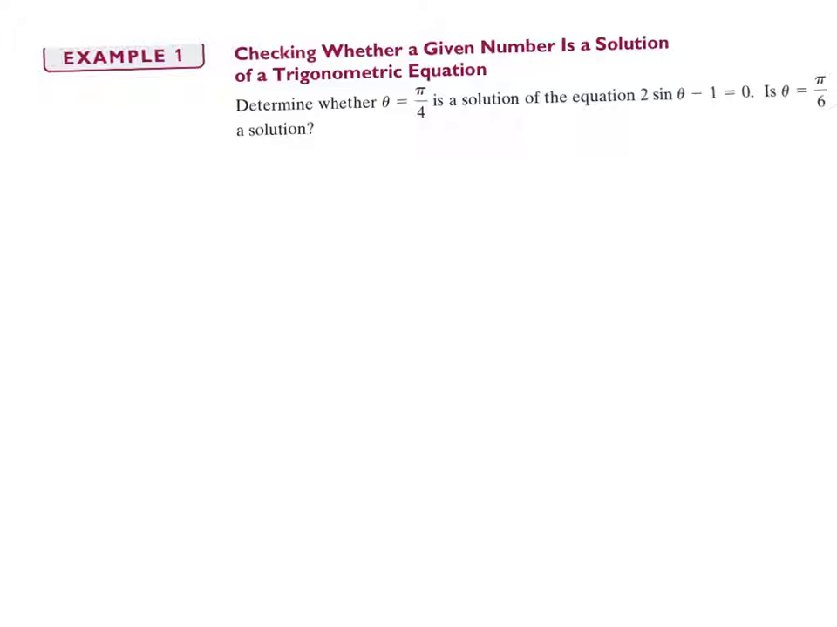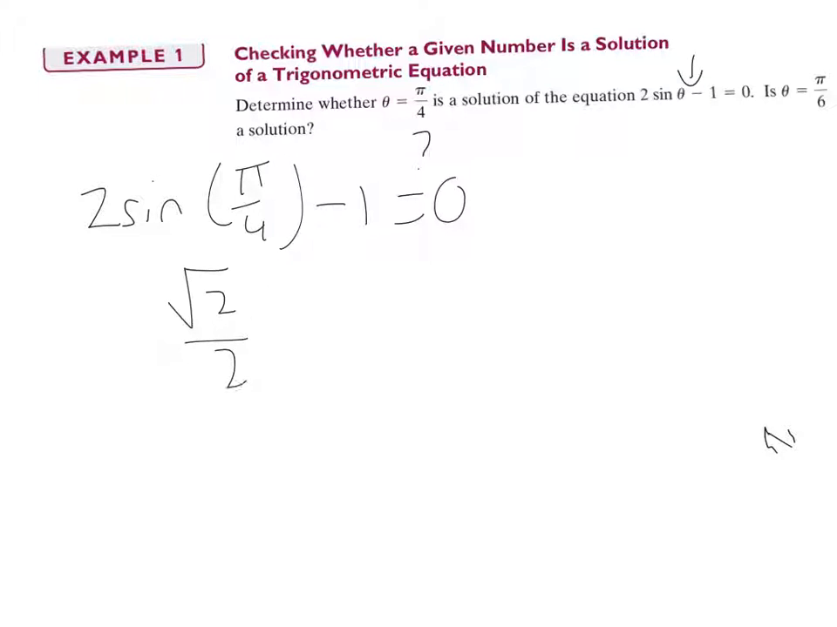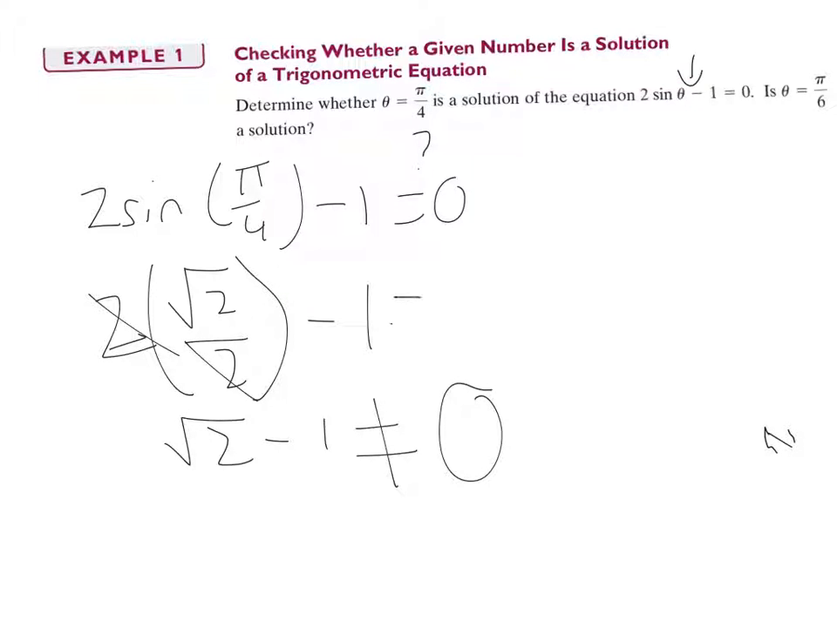So, to start off, we plug in pi over 4 for theta, so instead of 2 sine of theta it is 2 sine of pi over 4 minus 1. We're going to see if that equals 0. Sine of pi over 4 is square root of 2 over 2. Multiply that by 2 and subtract 1. The 2's cancel out, so you end up with square root of 2 minus 1, which is not 0. So since it's not 0, you can conclude that pi over 4 is not a solution.